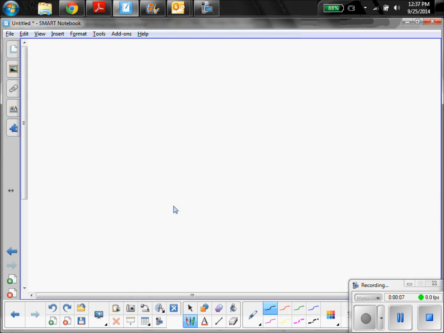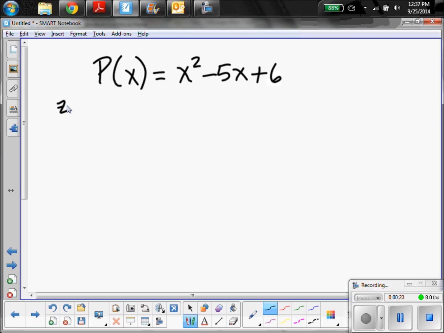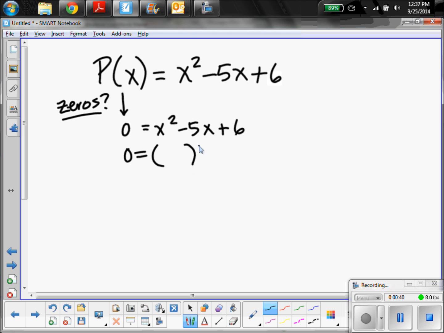Let's do a little bit of a review of what we've done so far with polynomial functions. So far, if you've got p of x equals x squared minus 5x plus 6, and you're trying to find the zeros of this function, that means you want to find the values of x that make p of x equal 0. That's pretty easy in this case because you could factor and solve. And we'd get x equals 2 and x equals 3.